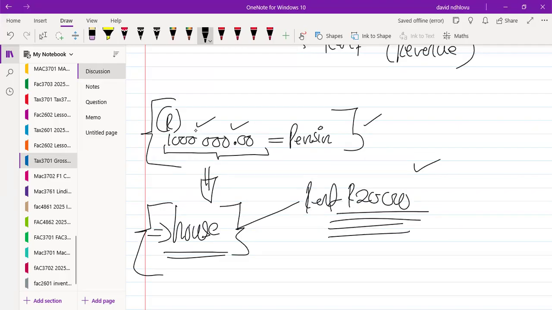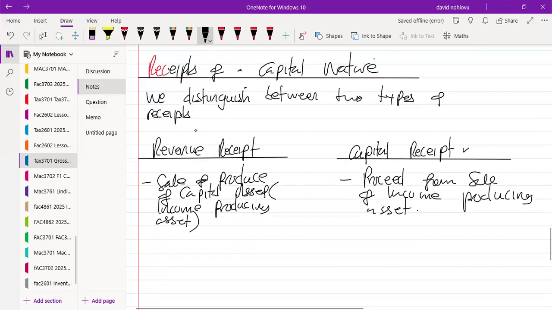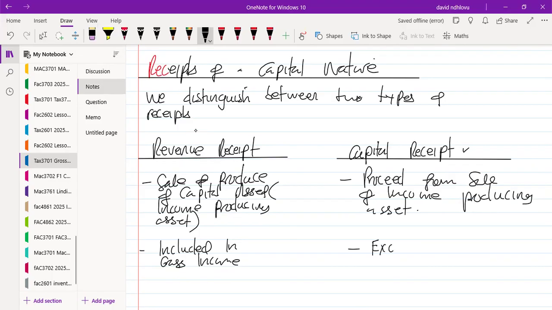So when you earn this, we must remember that revenue is included in gross income. This amount is going to be taxed because it was never taxed. This is new money that you have earned. But when you sell your capital asset, this is excluded from gross income.